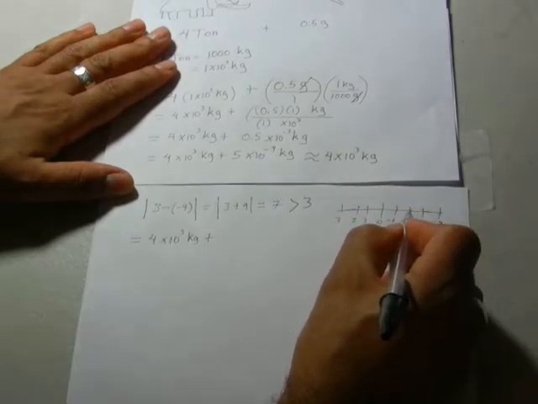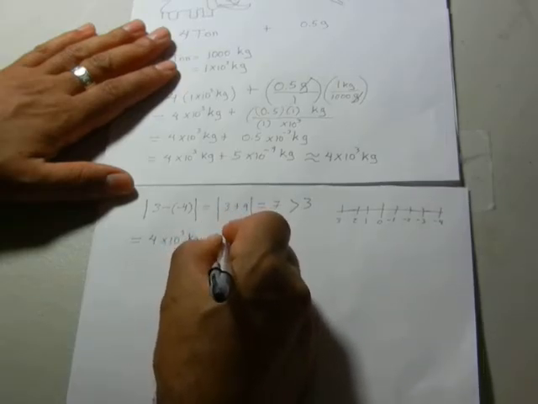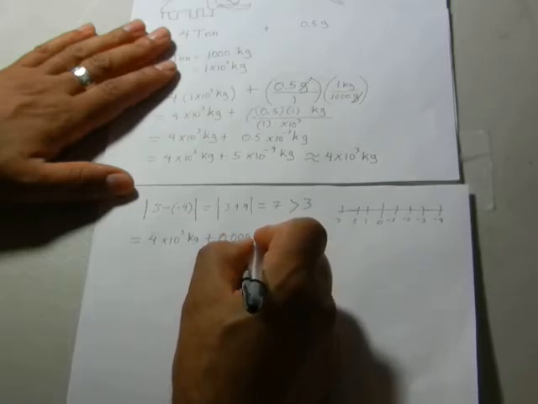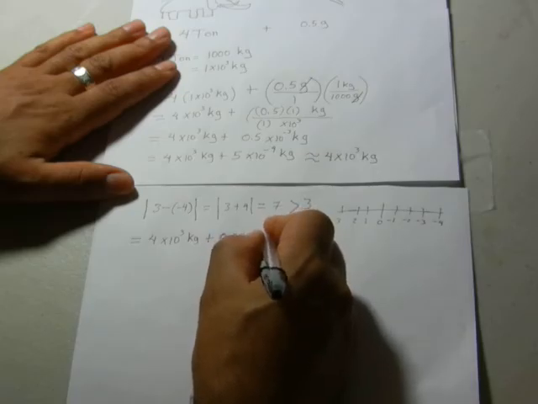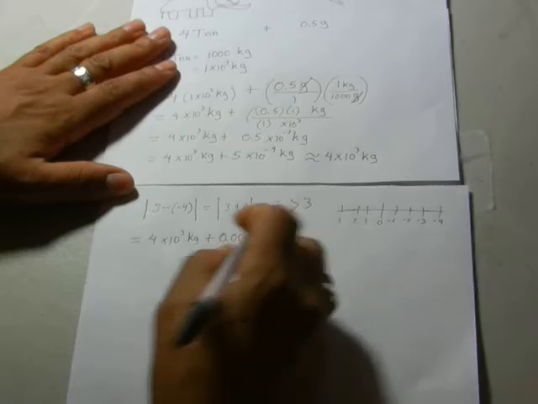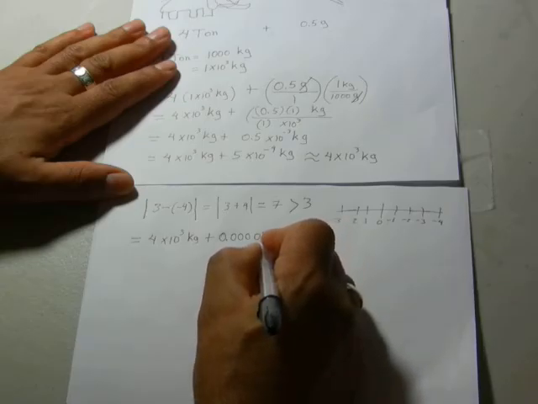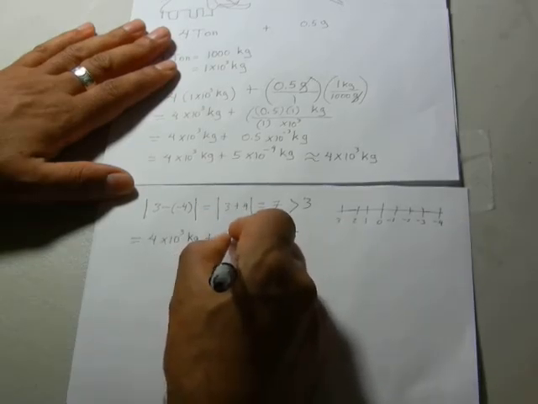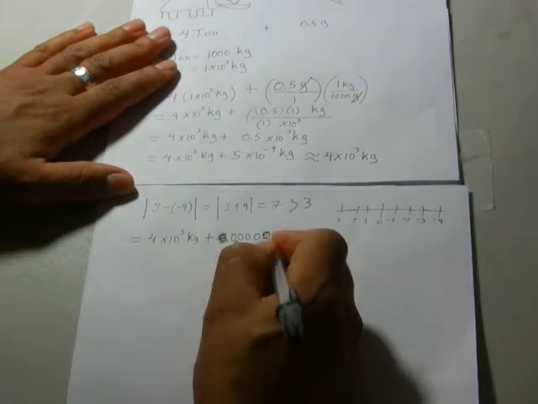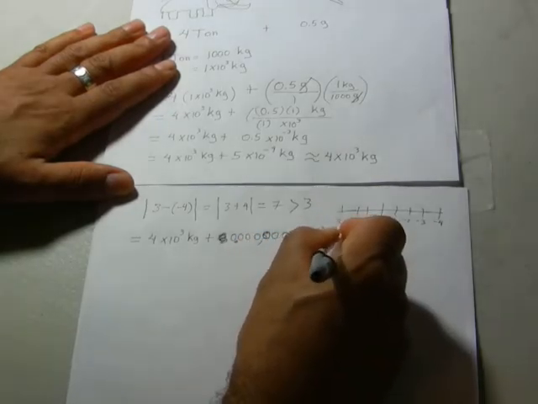So I need to move my decimal point 7 positions to the left. 1, 2, 3, 4, 5, 6, 7. Let me see. It's going to be here. So I'm going to have 0.0000005 times 10 to the 3 kilograms.